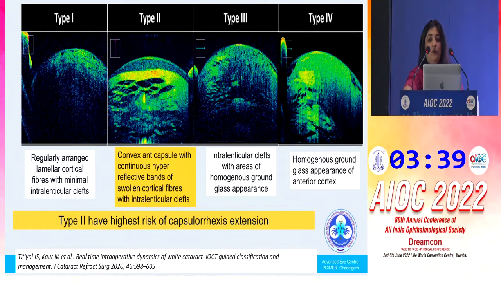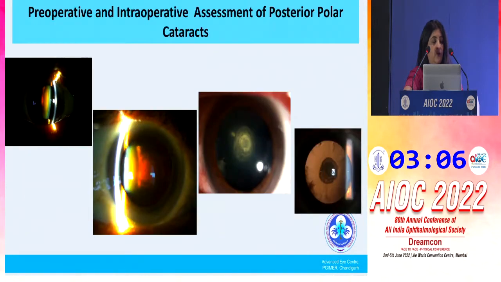These findings have also been beautifully shown in a publication by Dr. Tityal and colleagues, where they've shown the intraoperative dynamics of white cataracts. These cataracts have been classified into 4 types. And here also it's been shown that the type 2, where you had the convex anterior capsule with continuous hyperreflective bands of swollen cortical fibers and intralenticular clefts which were below the surface, these are the ones which are at the highest risk of Argentinian flag sign, because here you can't really aspirate anything. So that's about the white cataracts.